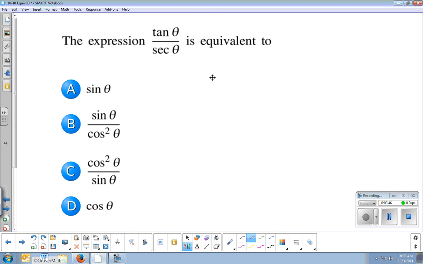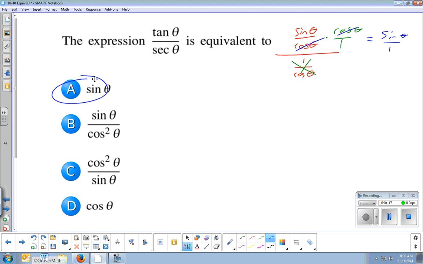D. Tangent theta over secant theta. Well, tangent I'm going to express as sine theta over cosine theta, and secant theta is 1 over cosine theta. Fraction over fraction becomes times the reciprocal, so times cosine theta over 1. I could flip the bottom, bring it to the top as multiplication, and now simplify, cross out my cosines. I'm left with sine theta over 1, which is just sine theta.